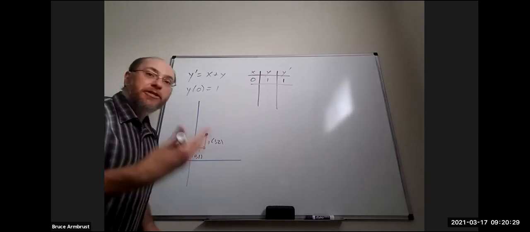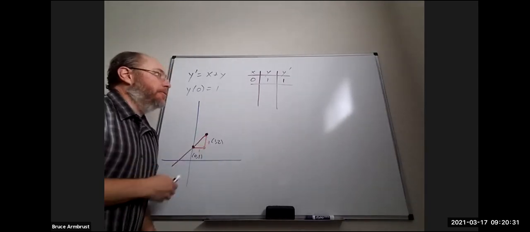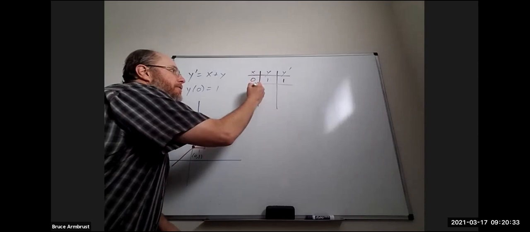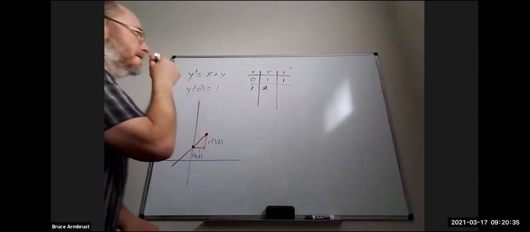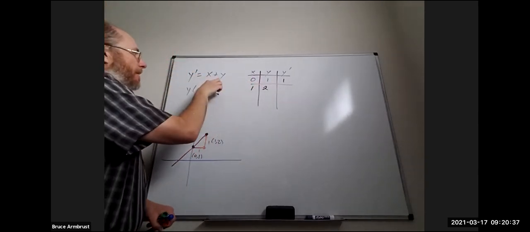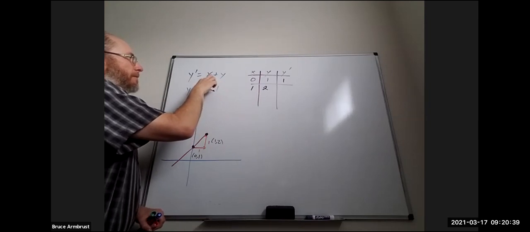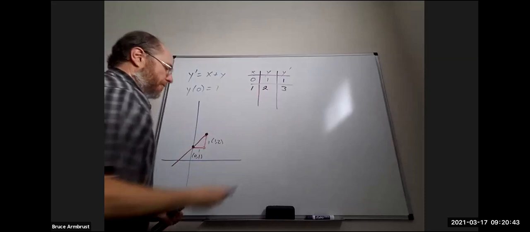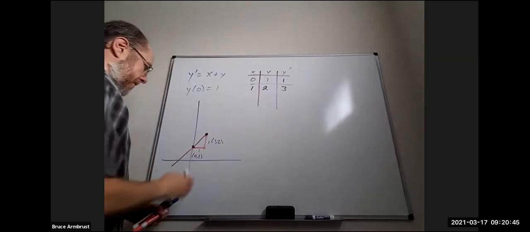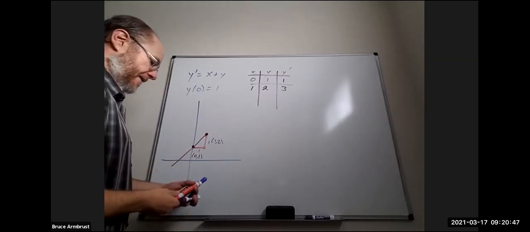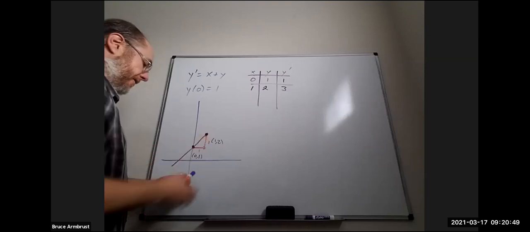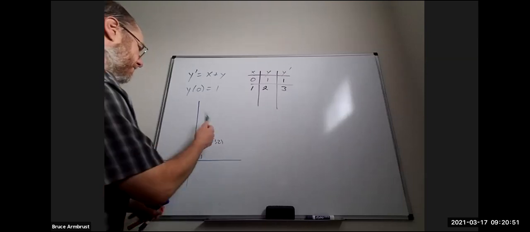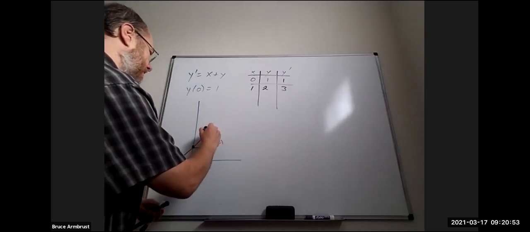Now we're just going to do the same thing at this new point. At 1, 2, I put this into my y prime. I'm going to get 1 plus 2 is 3. So now I get a slope of 3. That means the tangent line here is going to have a slope of 3. So that's going to be much steeper.